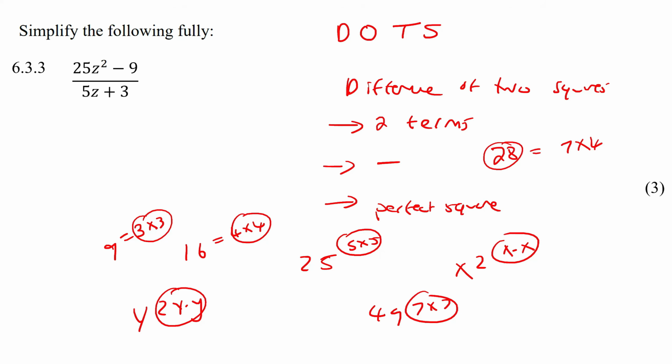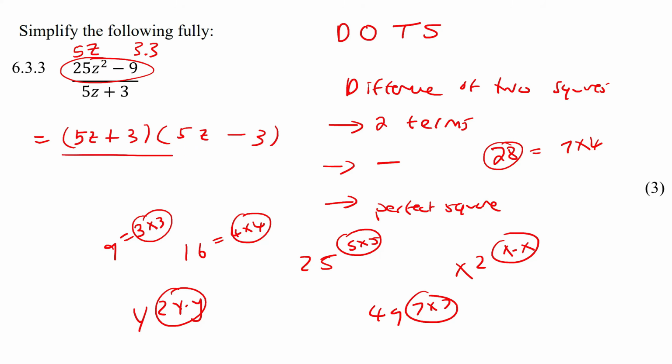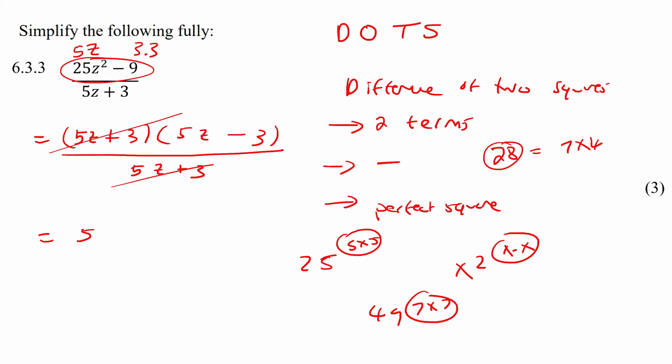So I know that this is the same as 5 times 5 and z times z. Then this is the same as 3 times 3. So this part at the top is a perfect square. So what do I do if I know that it's a perfect square? Well, I put the square root, so 5z and 5z, then 3 and 3. One of the brackets gets a plus, one of them gets a minus. It doesn't matter if you switch that around. What I can now see is that this is exactly the same as that. And so for my final answer, I'm left with 5z take away 3.